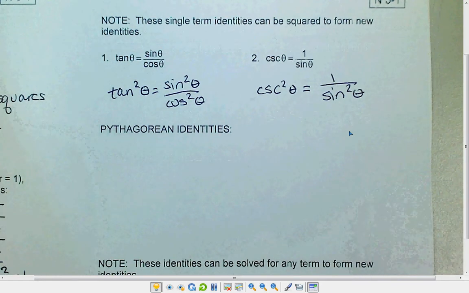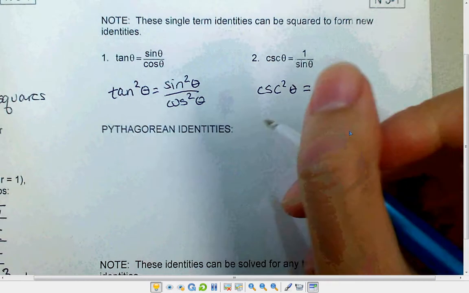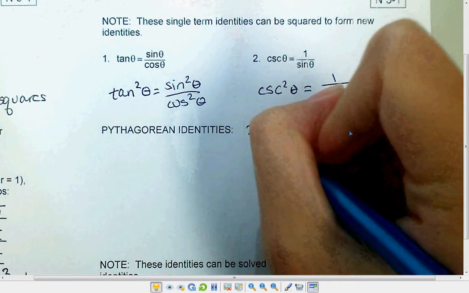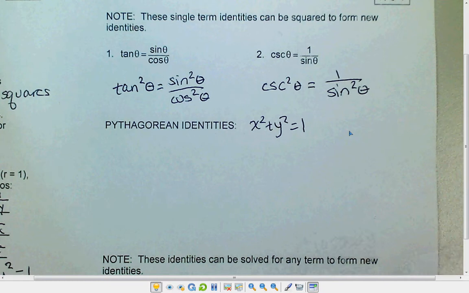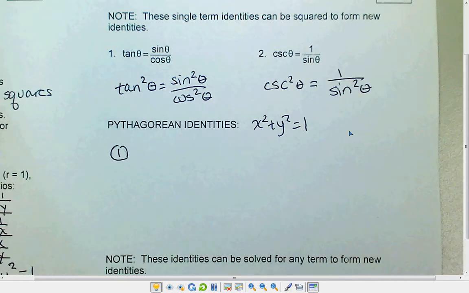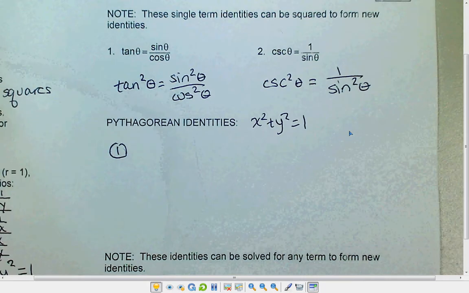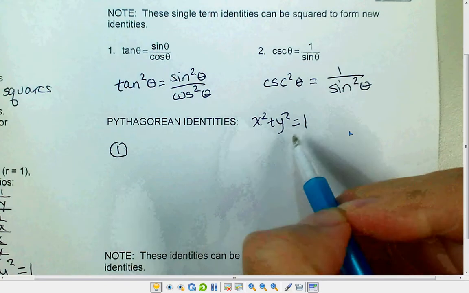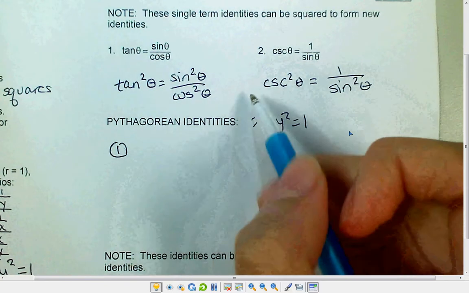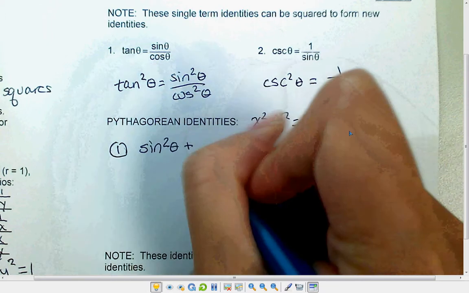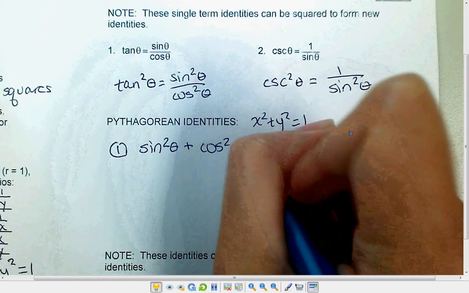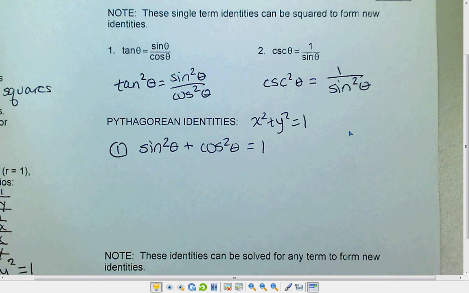Now we're going to have 3 Pythagorean identities. These are called Pythagorean identities because they come from the equation of our circle, x squared plus y squared equals 1. Our first one: x and y are cosine and sine, and so because x squared plus y squared equals 1, we know that sine squared plus cosine squared is also always going to equal 1.